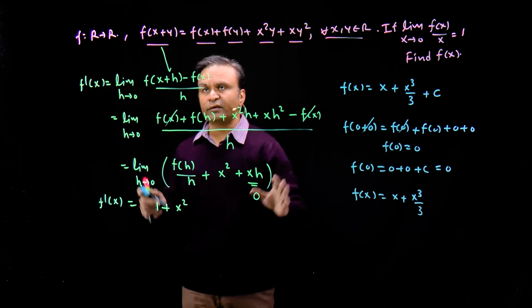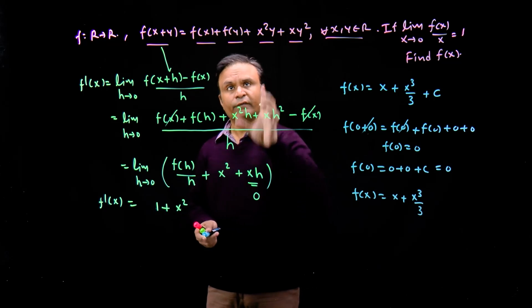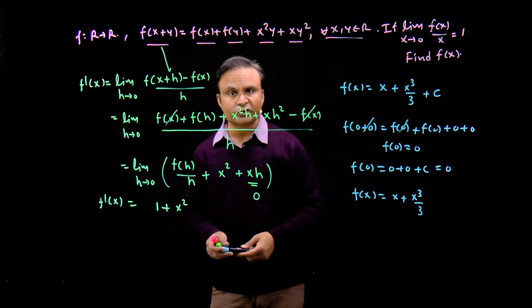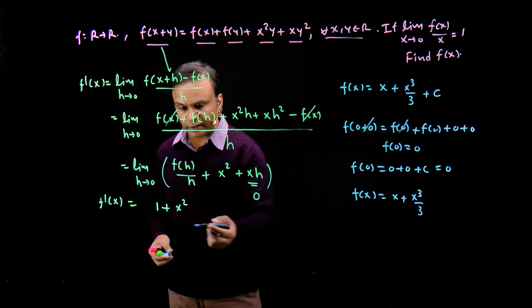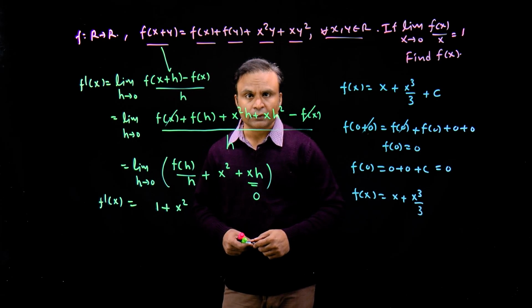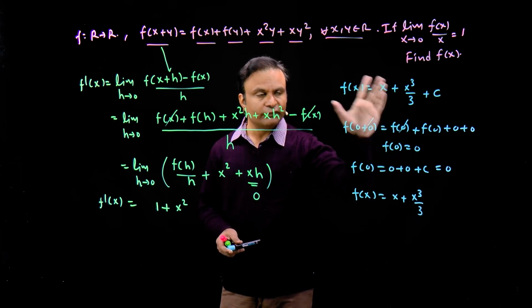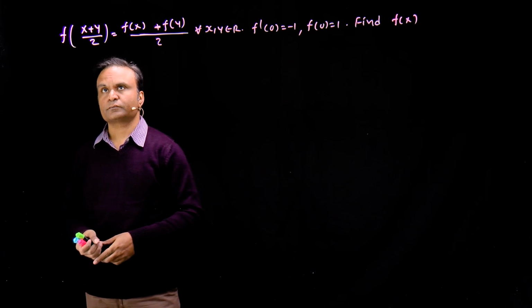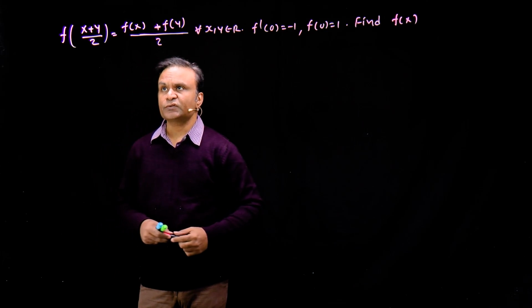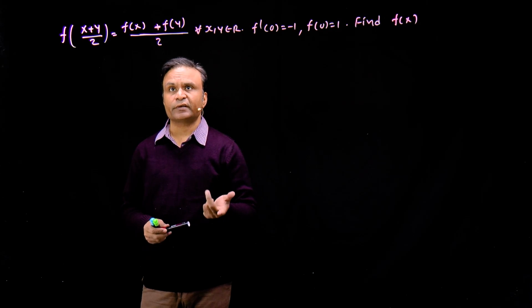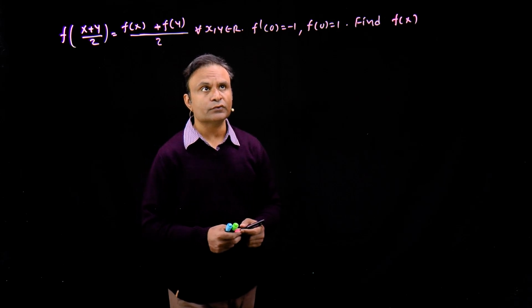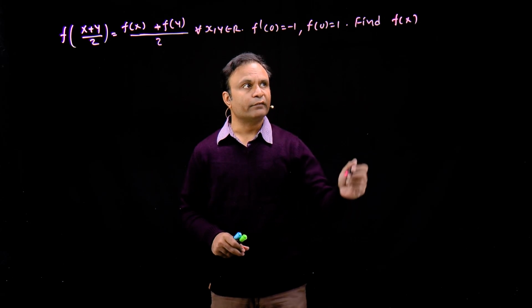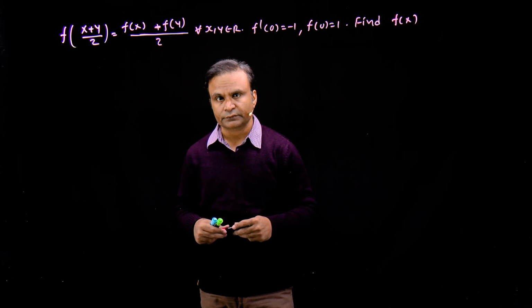So we can see now we have many equations of this type in which a functional equation is given. We start the question with the first definition of derivative, from which we get the derivative of the function, and then by integrating we get the function. Okay, now see this question. f((x + y)/2) = [f(x) + f(y)]/2 for all x, y belongs to R. f dash 0 is equal to −1, f(0) is equal to 1, and we have to find the function f(x).